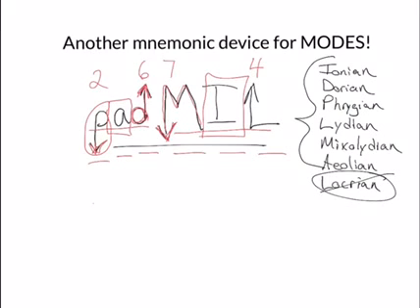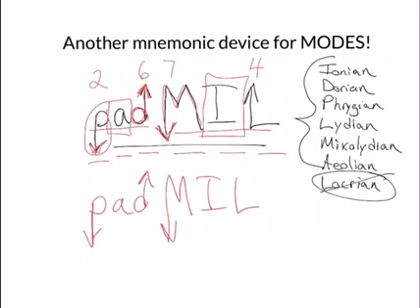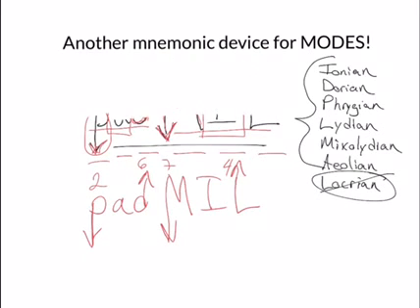So if you write your padMIL with your arrows, and if you want to remember 2, 6, 7, 4, that's a pretty easy mnemonic to remember what happens with them. Now, I'm going to write it one more time. I'm going to erase all this, and we're going to write it one more time and talk about it.